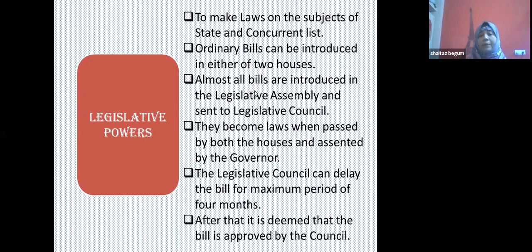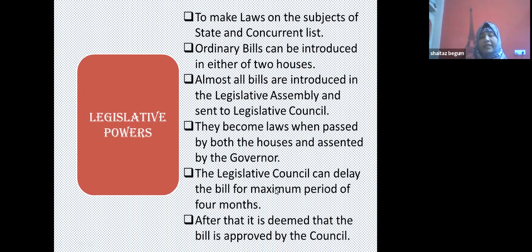But almost all the bills are introduced first in legislative assembly and sent to legislative council for approval. These bills become laws when they are passed by both the houses and assented by the governor. Both the houses, after a thorough discussion on the bill, pass it to the governor for assent. First, the bill is introduced in the legislative assembly. Then, after a thorough discussion, it is passed to legislative council for approval. Then, if the legislative council also approves the bill, it is passed to the governor for assent, that is for his approval. The legislative council can delay the bill for a maximum of 4 months.